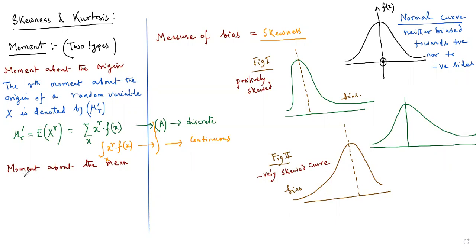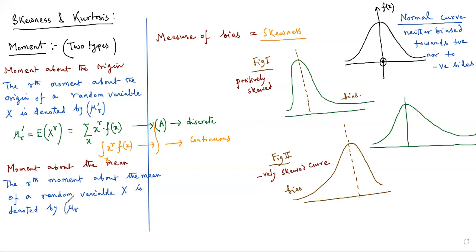Okay. What is moment about mean? In case of moment about mean, we define it in the following manner. The rth moment about the mean of a random variable capital X is denoted by mu r. This is the notation, and it is defined as the following.